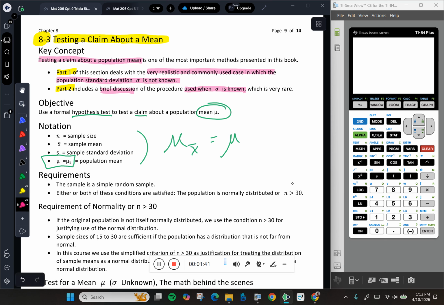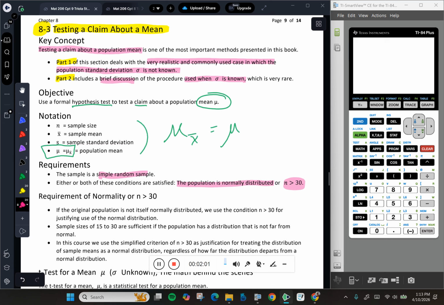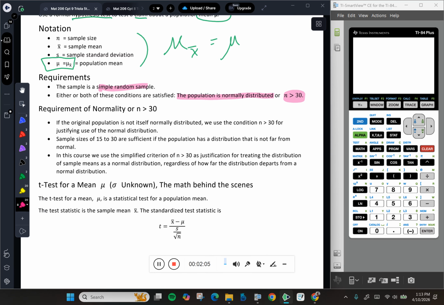Okay. Our mathematical requirements are simple random samples and either normal populations or big enough sample sizes, which are essentially the same requirements as when we were doing confidence intervals. Normal distribution that our sample is drawn from, or big enough samples. So if we don't know about normal distribution, we use the condition n > 30. Technically, when you get down in the weeds, if you have a reasonably big enough sample size, it works if the distribution is not far off normal, right?